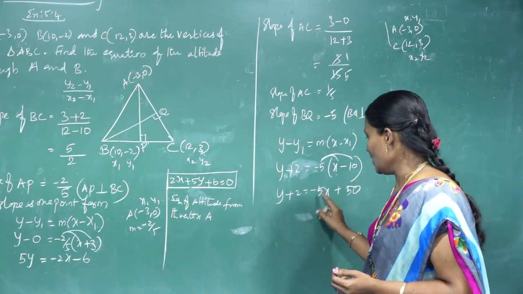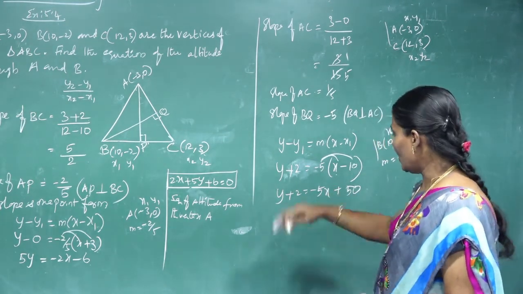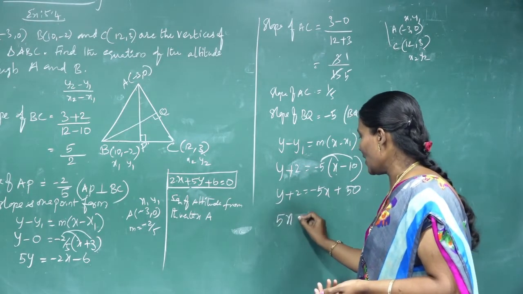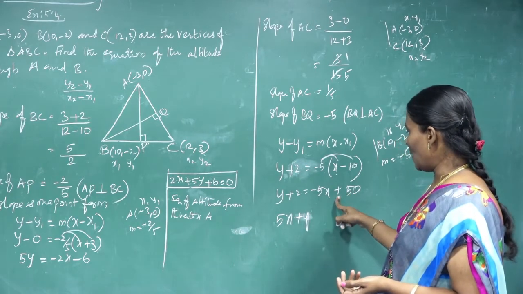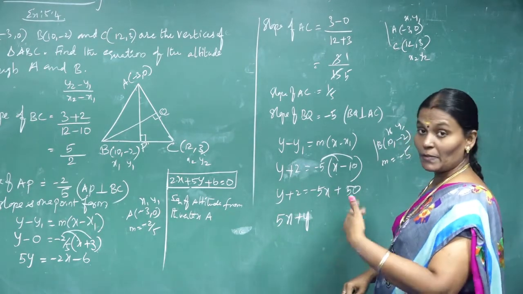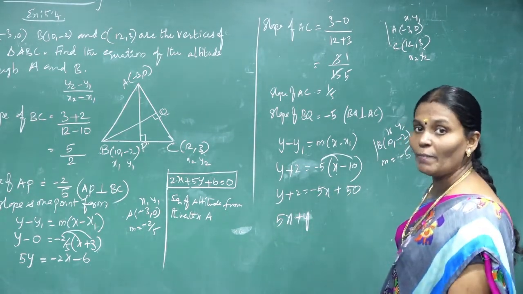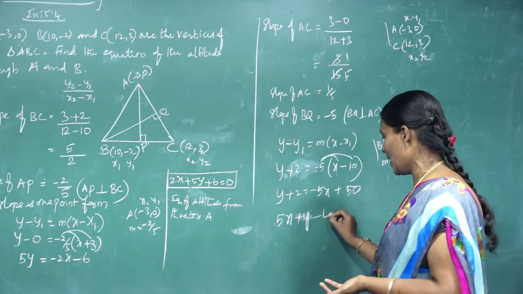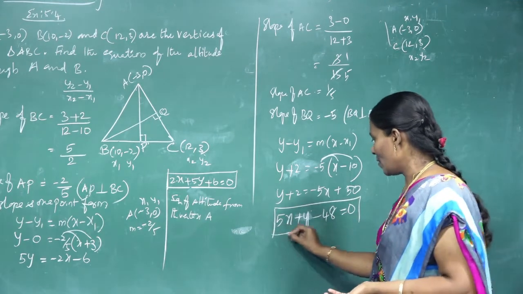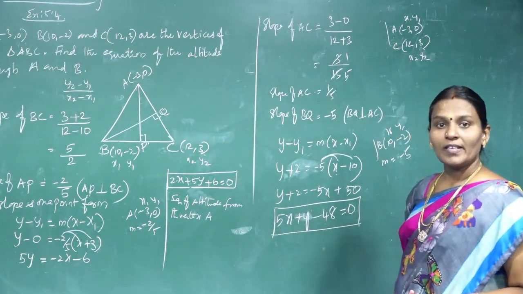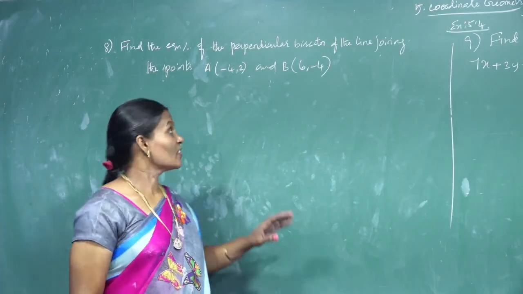Now see here the negative, isn't it? So bring it to the left side. So that becomes 5x plus, already here plus y. Then this plus 50 comes to the left side and that becomes negative. So minus 50 plus 2 is minus 48. 5x plus y minus 48 is equal to 0. Understand, children? Good.